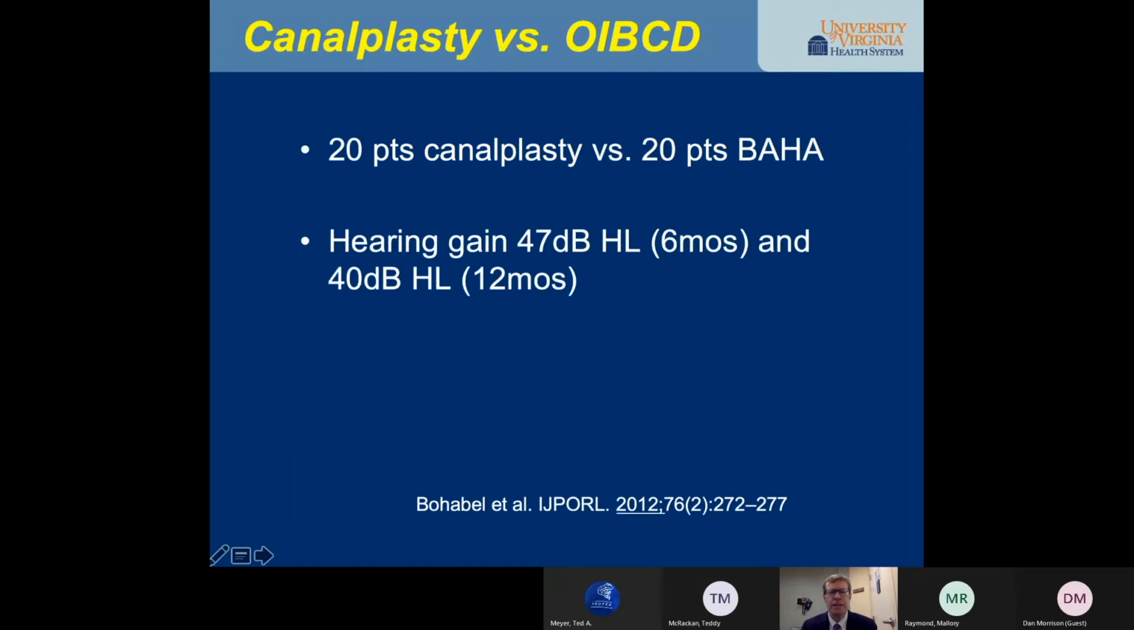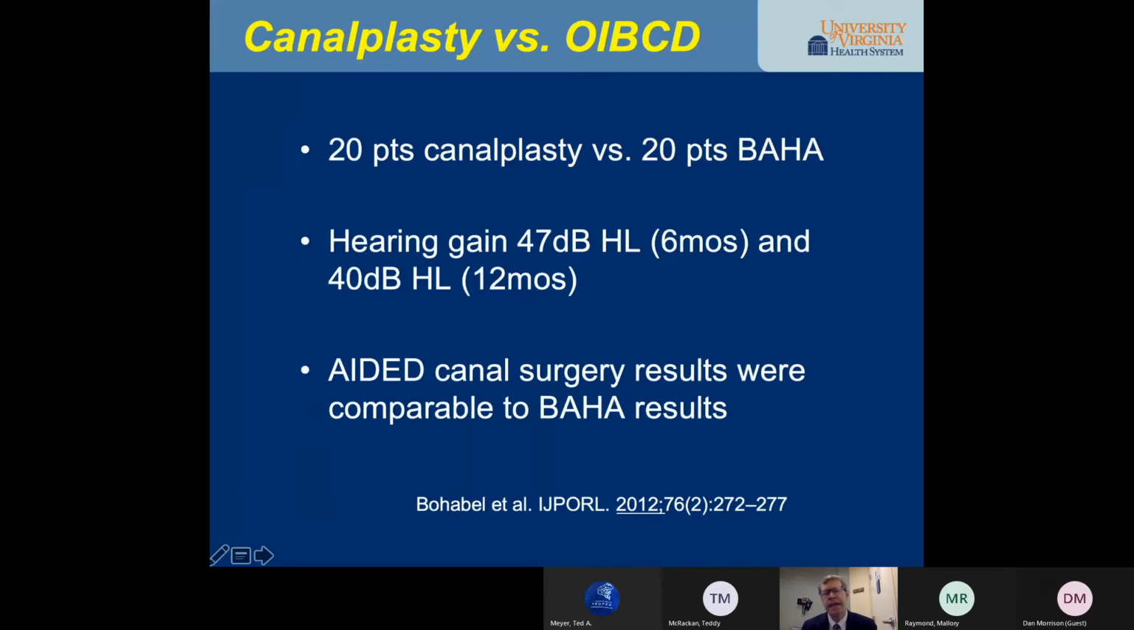This is a study that looked at the 2 techniques, 20 patients in each. The hearing gain was 47 dB at 6 months and 40 dB at 12 months in the atresia group. And what they found was that aided canal surgery results were comparable to BAHA. So even though we don't hit a home run in every child, and every child doesn't get a home run long term, a hearing aid in the new ear canal can be very effective in rehabilitating their hearing.